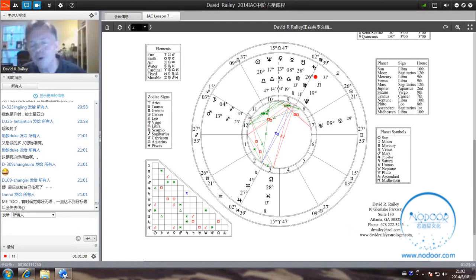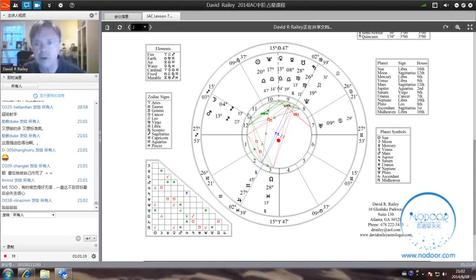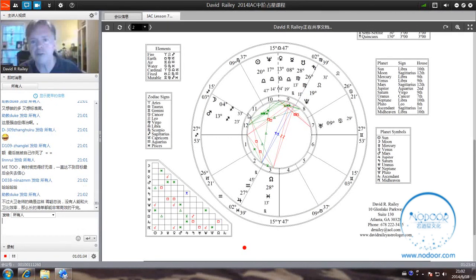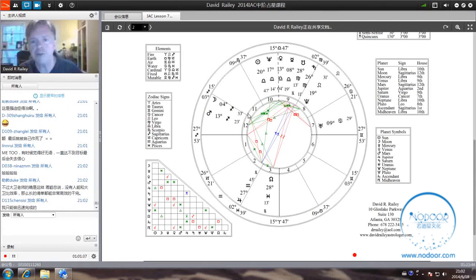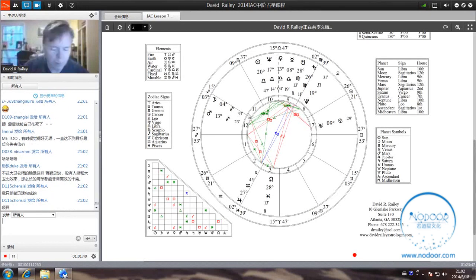Let's just say that I used to create a lot of extra work. Saturn is square the south node and the Virgo ascendant, so I created a lot of painstaking work for myself, even as a young student.